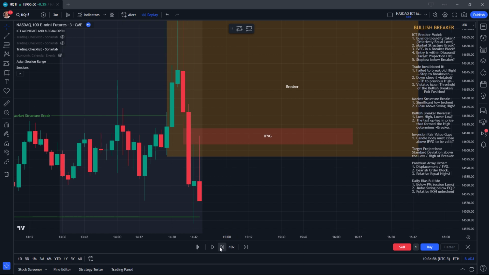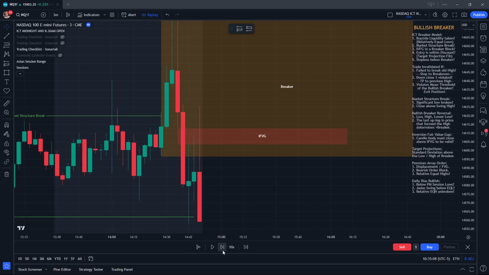So we're going to go forward. Okay, so price has wicked into it. That's not enough to just enter here. If we'd entered here, price would have come back down and stopped us out. So we really need, okay, what have we got here? Yeah, we've got price closing above it, and just to simulate us maybe hesitating a little bit, I'll do one more candle.